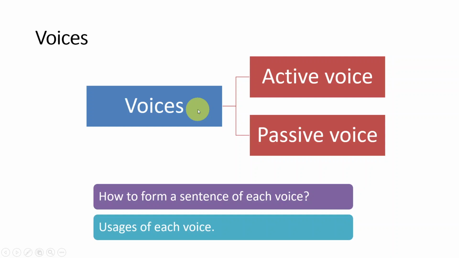So the next most important thing is the voices. There are two voices in English language. We call them the active voice and the passive voice. Active voice is used when the subject is prominent, whereas passive voice is used when we are more focusing on the object. And again, we must understand how to form a passive voice sentence and in which kind of situations we use passive voice.